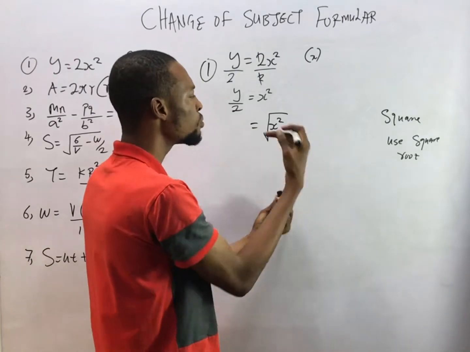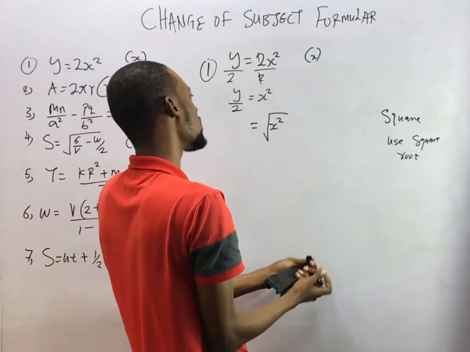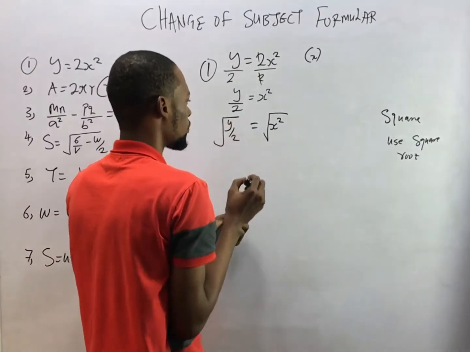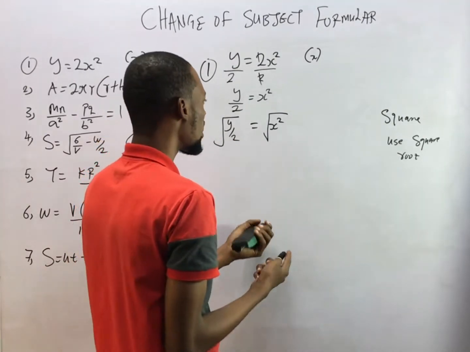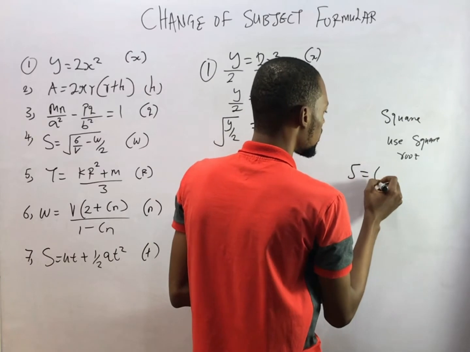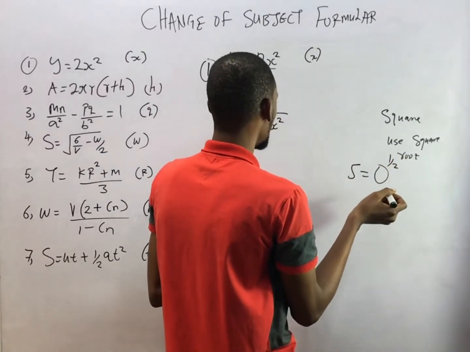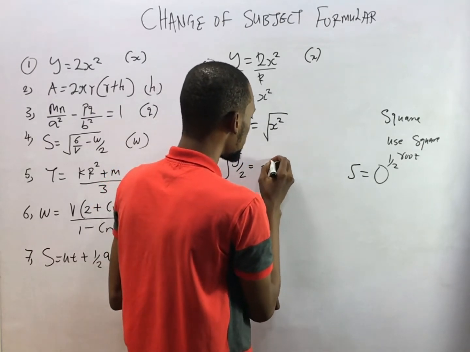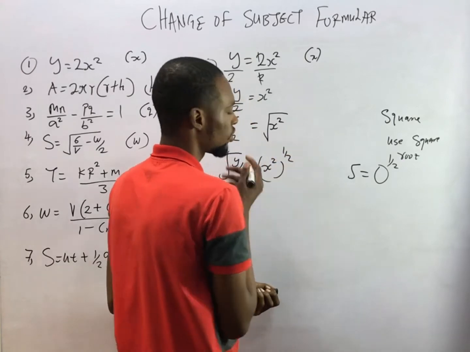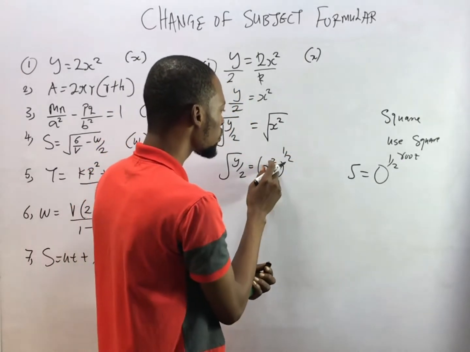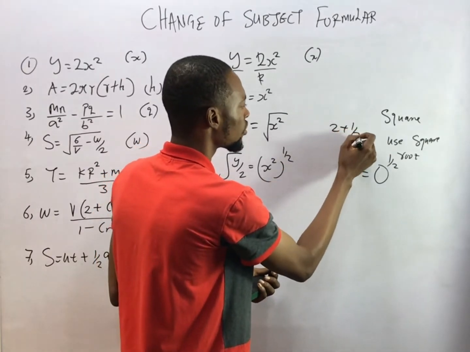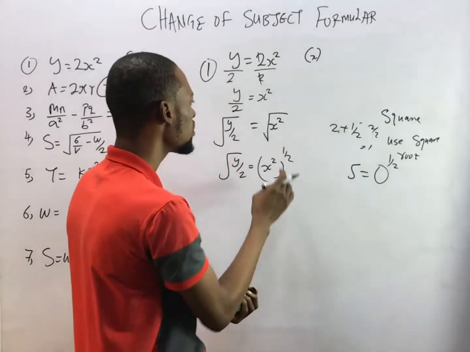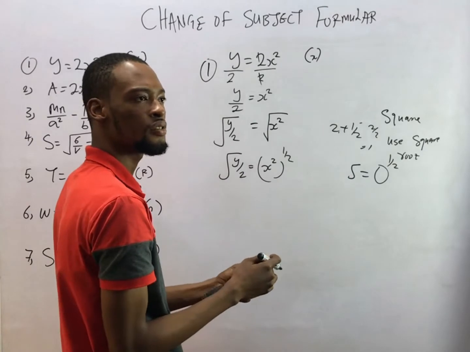In mathematics, to make equation balance, what happens to this side should happen to the other side. So therefore, we have to look for the square root of y over 2. Why are we doing this? We are doing this because square root is the same thing as raised to the power of 1 over 2. This implies that this is the same thing as y over 2 is equals s squared raised to the power of 1 over 2. That's what square root is. So 2 times 1 over 2 is 2 times 1 is 2. Then 2 divided by this 2 will give you 1. So it will cancel.